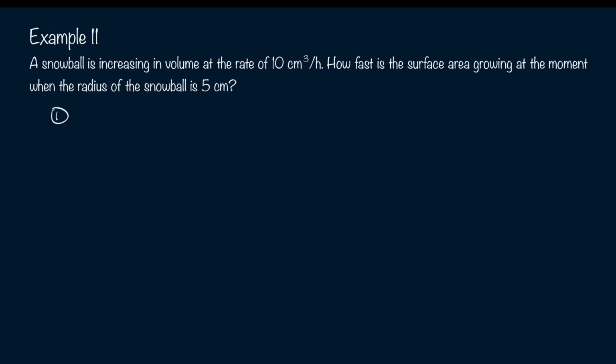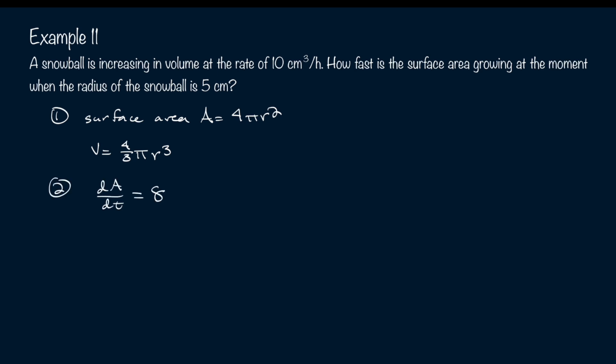So the first thing we want to do is have our surface area be A equal to 4πr squared. And then we also want to know that our volume is going to be 4/3 πr cubed. So we have our dA/dt equal to 8πr times dr/dt. And then our dV/dt is going to be 4πr squared times dr/dt.